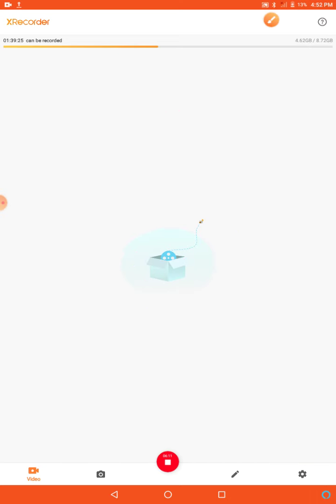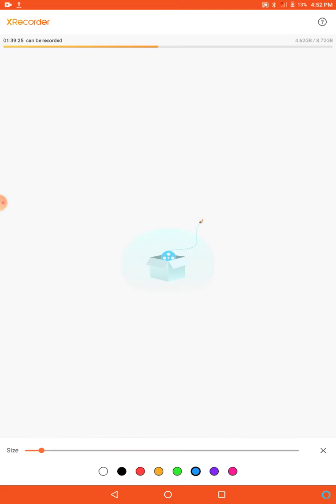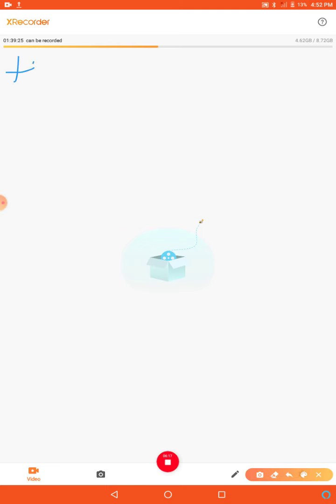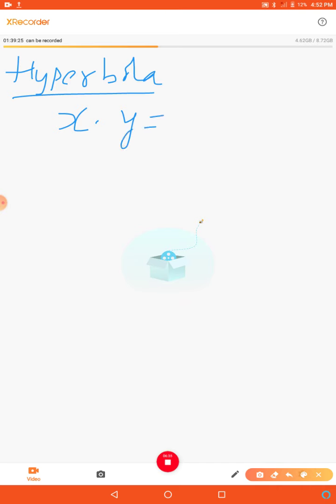Then we have another shape of curve that is called the hyperbola. One thing you should remember is the equation and the shape of the curve. The hyperbola will be of the form x into y is equal to constant. So x into y is equal to constant represents a hyperbola.